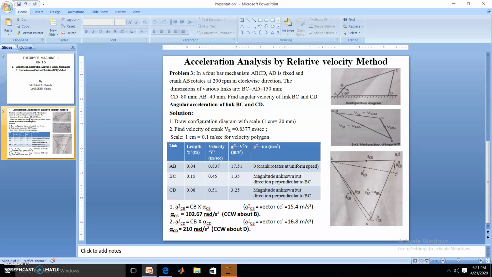The different steps as we have discussed till now while making the velocity polygon, it is same. Now, the new one is how to make the acceleration polygon. So, before plotting the acceleration polygon, let us see the given problem which is based on 4 bar mechanism.